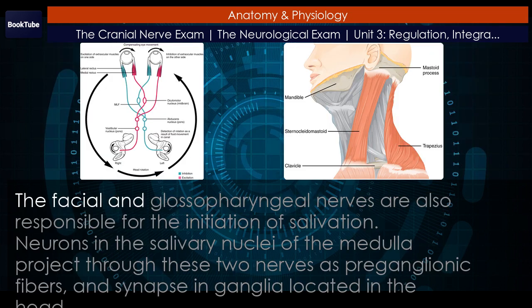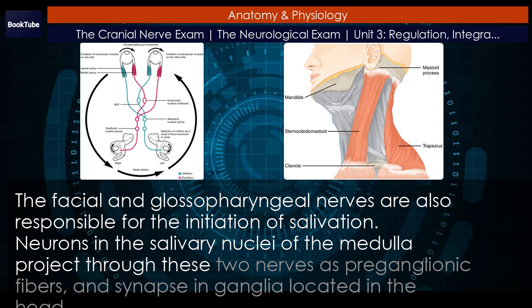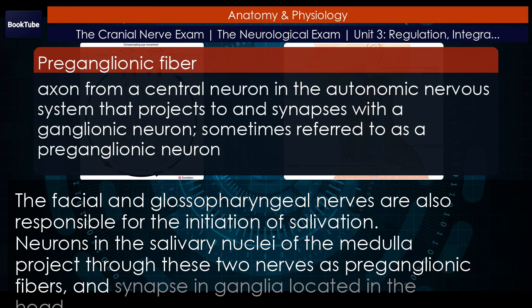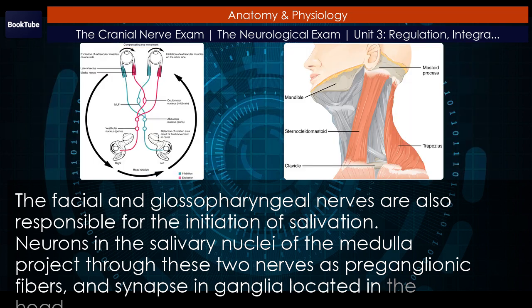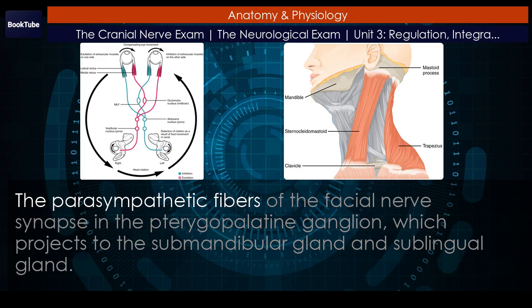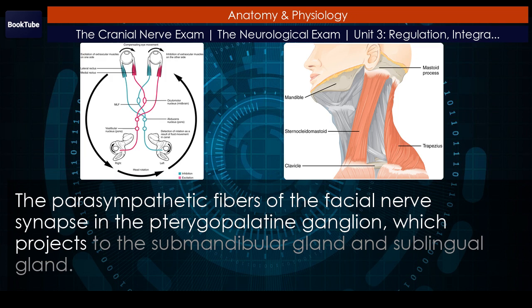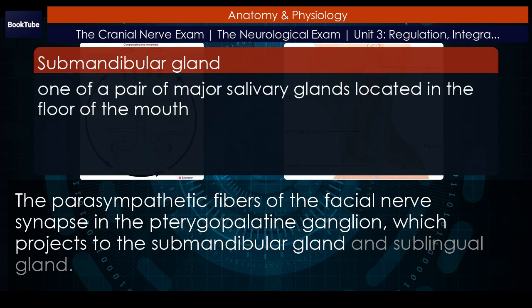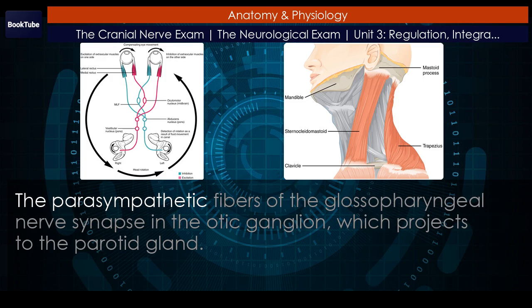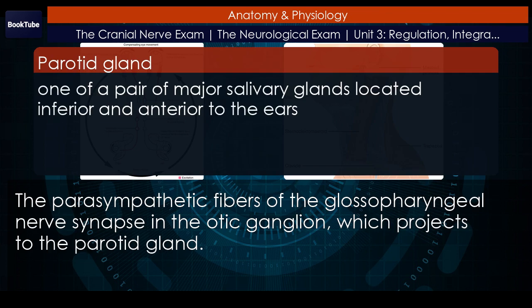The facial and glossopharyngeal nerves are also responsible for the initiation of salivation. Neurons in the salivary nuclei of the medulla project through these two nerves as preganglionic fibers and synapse in ganglia located in the head. The parasympathetic fibers of the facial nerve synapse in the pterygopalatine ganglion, which projects to the submandibular gland and sublingual gland.